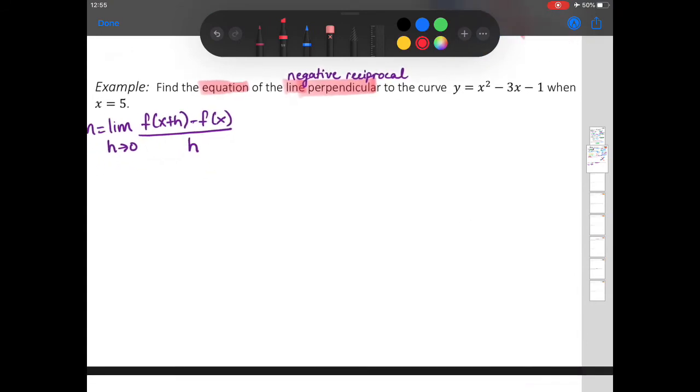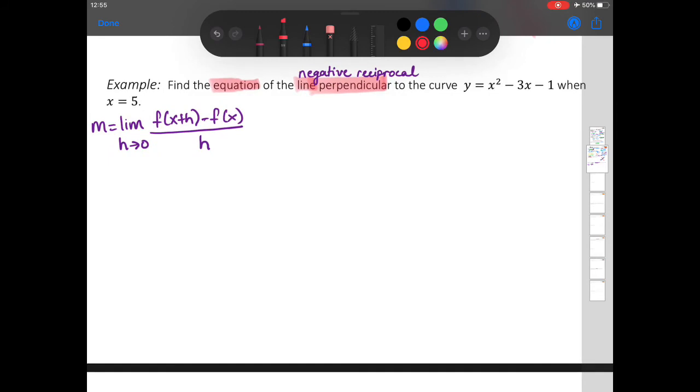Okay, so example 2, find the equation of the line perpendicular to the curve y equals x squared minus 3x minus 1 when x is equal to 5. Again, we need two things to write the equation of a line, which is a point and the slope, right? Our point, we only know our x coordinate. If we substitute x equals 5 into the equation, our y coordinate is going to be 9. So I know my point is (5, 9), right? We're just substituting that 5 in place of x. So this is my f of x.